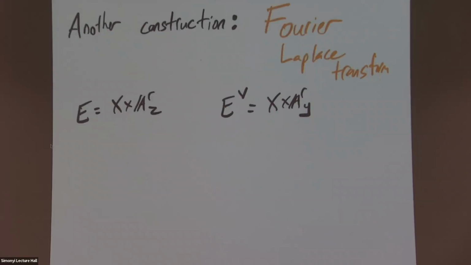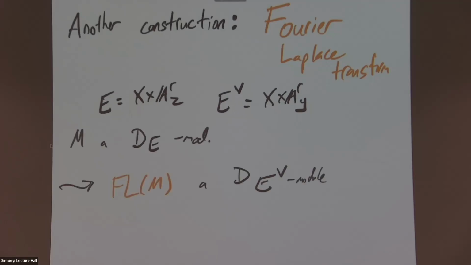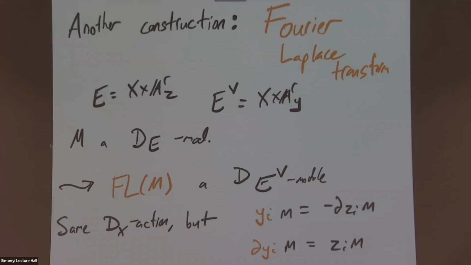The second step is the Fourier-Laplace transform. So I take some trivial bundle over X, and I call the coordinates on the fibers z, and I take its dual trivial bundle, which is still trivial, and I call those coordinates y, so the dual coordinates are y. If I start with a D_E module, I can construct a D_E-dual module, which is called the Fourier-Laplace transform, essentially by following the rules of the Fourier-Laplace transform from differential equations. So you keep the D_X action. Operators coming from X act in the same exact way, but now you just formally say y_i acts by negative ∂_{z_i} and ∂_{y_i} acts by z_i. Very easy to write down.